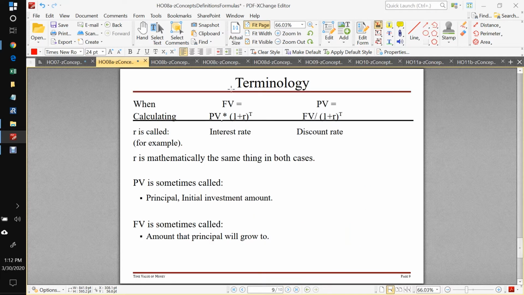And we had some terminology which we've continued to use all the way through chapter 11b, and we will for the rest of the term. So when we're calculating R and we're going forward in time, we call that the interest rate. And when we're coming back in time, same R, mathematically the same quantity, but it's called the discount rate when we're coming back in time and solving for a PV. And the present value is sometimes called the principal or initial investment amount. Future value is sometimes called the amount that principal will grow to.